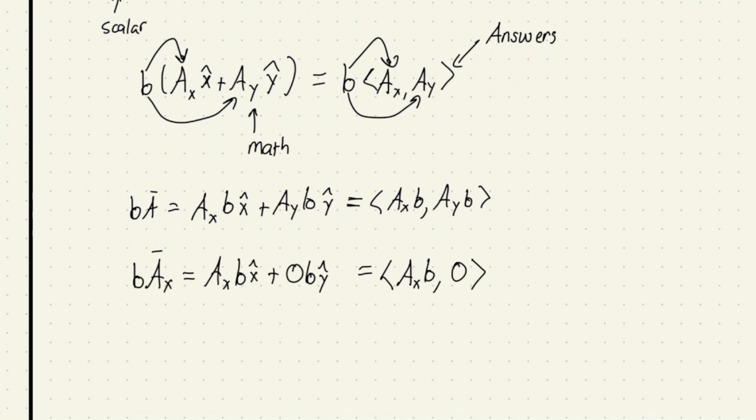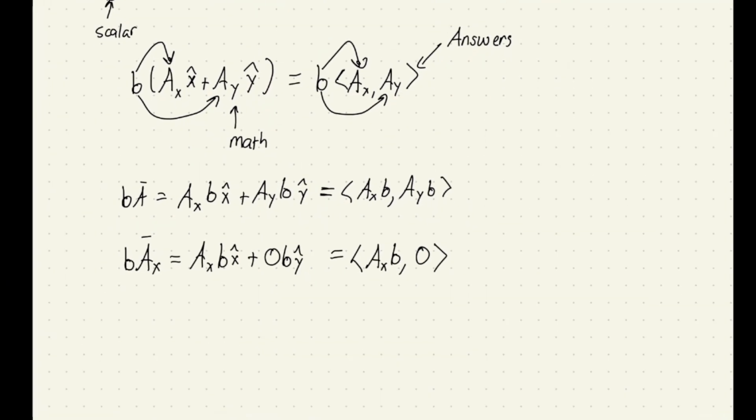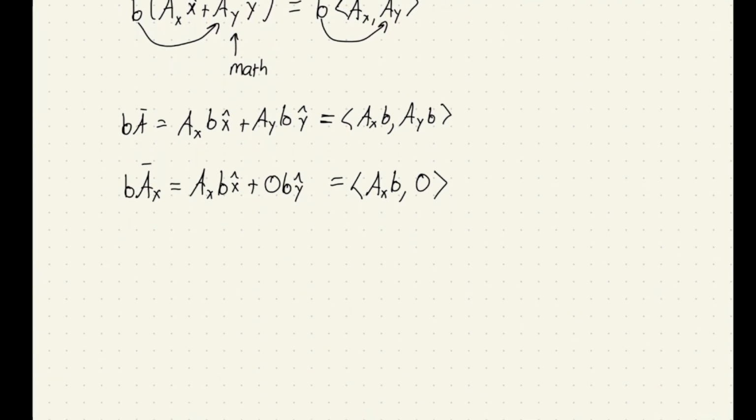So I can do that, and that will scale just the x component, but it makes a different vector than b times a vector, right? So just be aware of that. All right. This is one type of multiplication that we can do. And in general, we have two things that we can work with. We have scalars and we have vectors.